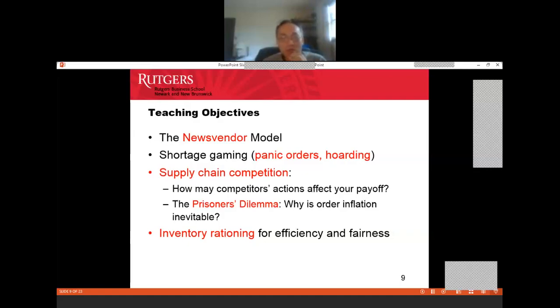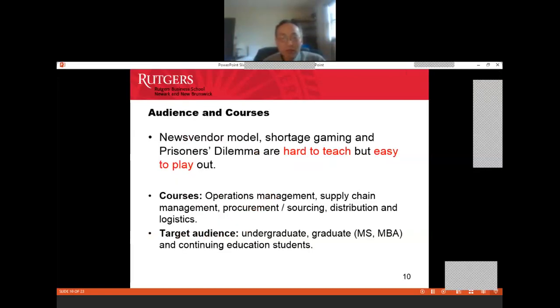So we use the game to teach the Newsvendor model and shortage gaming, such as panic orders and hoarding. This is going to happen automatically among students, and so students can learn supply chain competition. And also the prisoner's dilemma, and they are going to experience the order inflation by themselves. So you don't have to lecture about the prisoner's dilemma anymore. And finally, how to do rationing for efficiency and fairness. We use this game in many different classes in operations management, supply chain management, and sometimes in distribution logistics, for undergraduates and graduates as well.